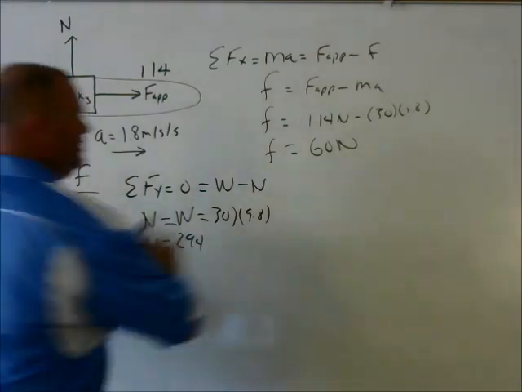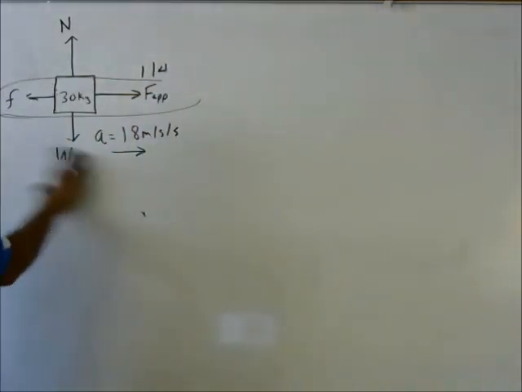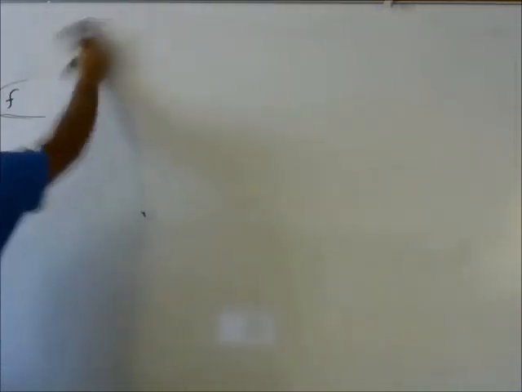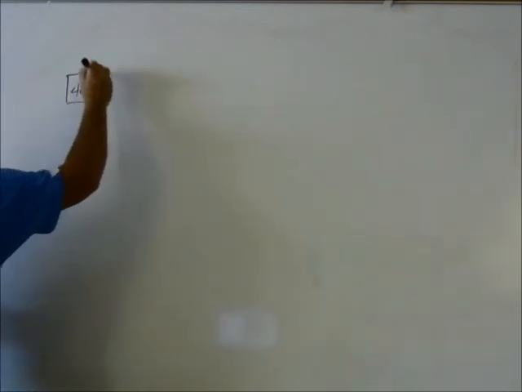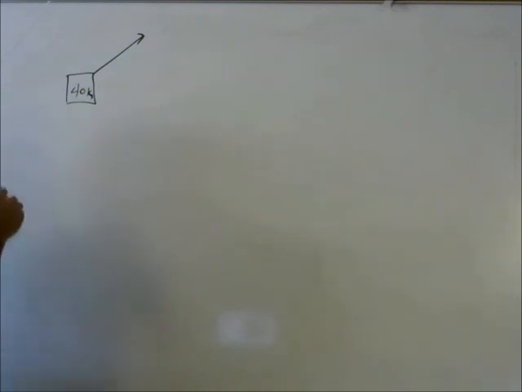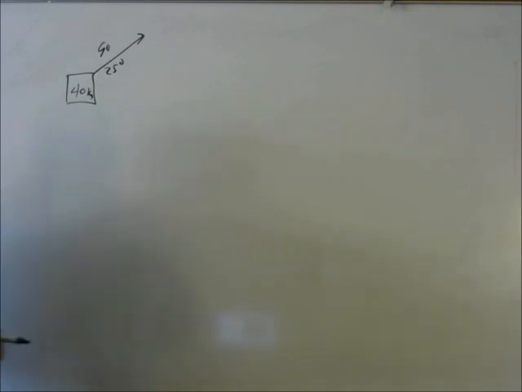In another situation that we might have, we're going to look at an object that has a force applied to it that's not parallel to the ground, and how that's going to affect normal force as well as coefficient of friction, etc. So here I'm going to have a 40 kilogram block with an applied force of 90 newtons at 25 degrees above the horizon.